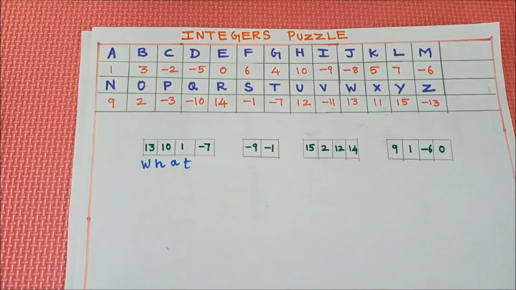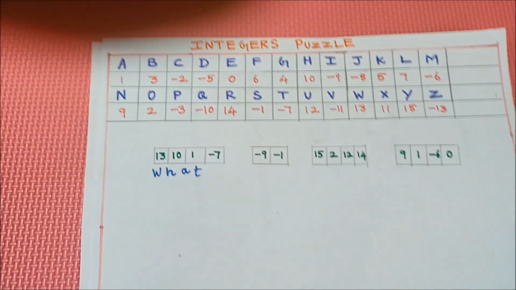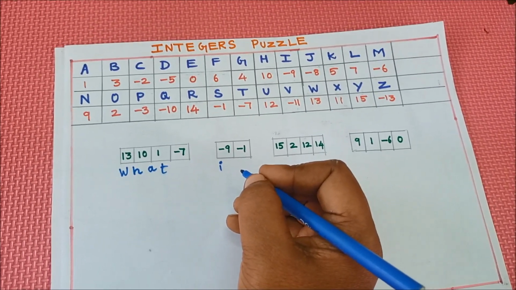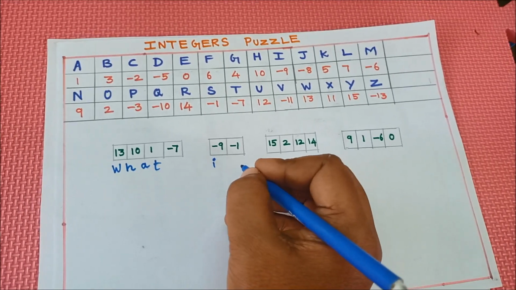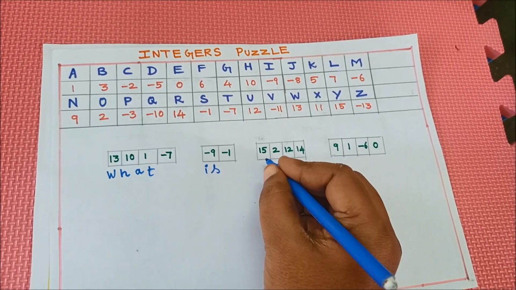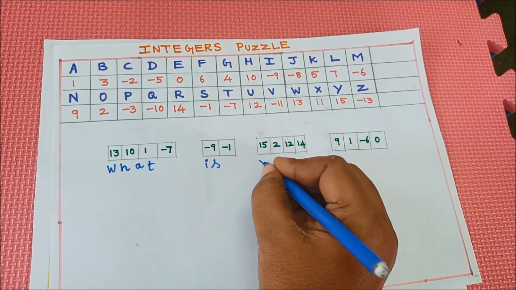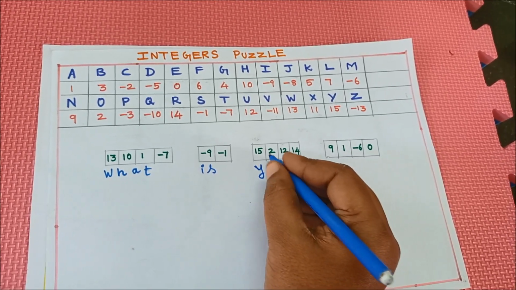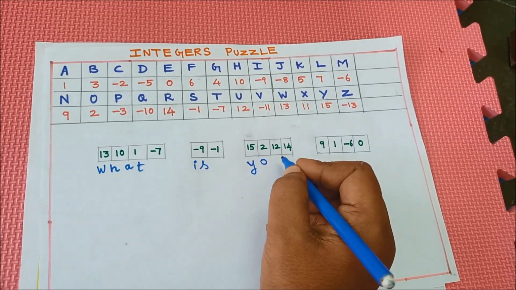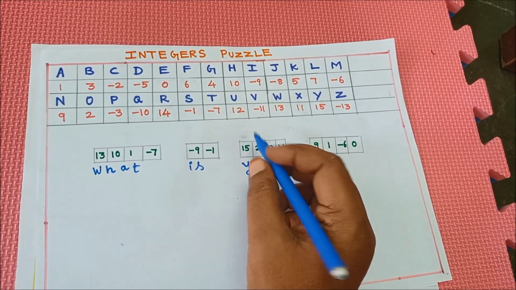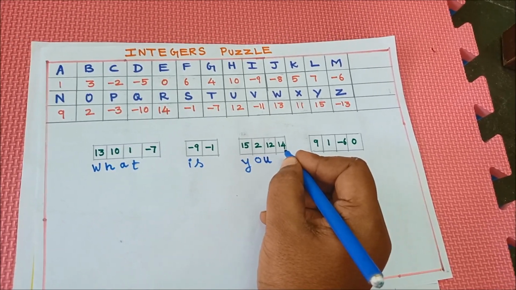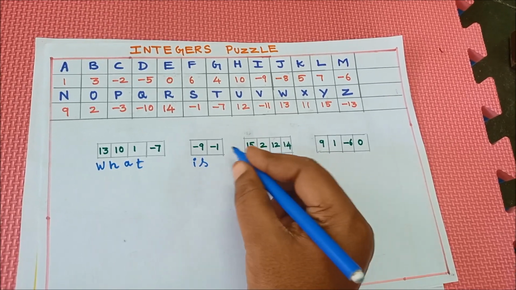-9 represents I. So, I. And -1. Where is -1? -1 represents S. So, S. And the next term, 15. 15 represents Y. And next number 2. 2 represents O. And 12. 12 represents U. And the next number is 14. 14 represents R.